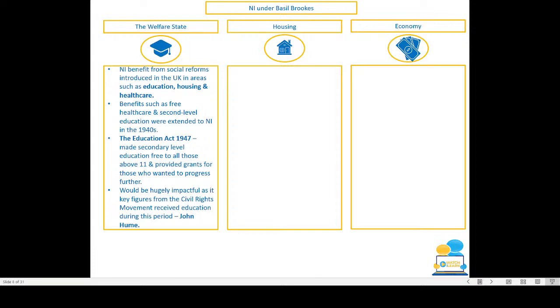So a key figure we'll see here, John Hume, was educated in this welfare period in Northern Ireland. He was going to play a big role in the civil rights movement and in this Coleraine University controversy.